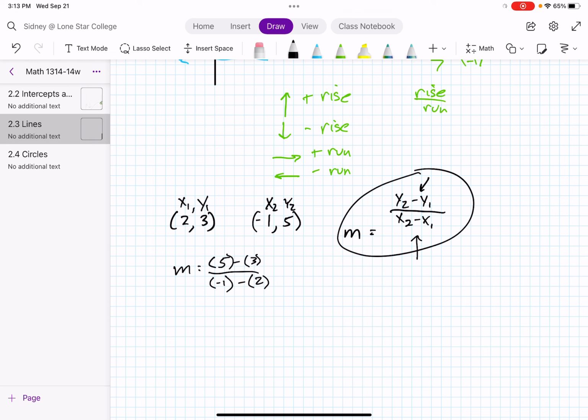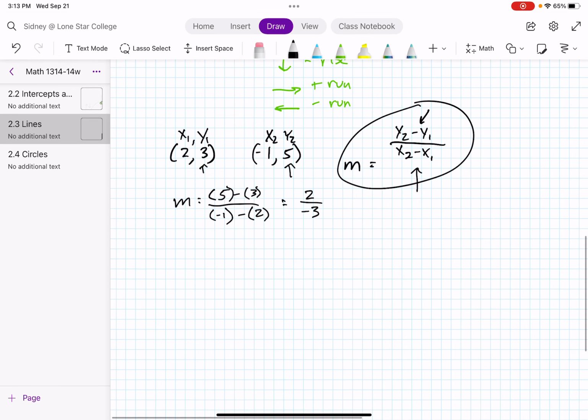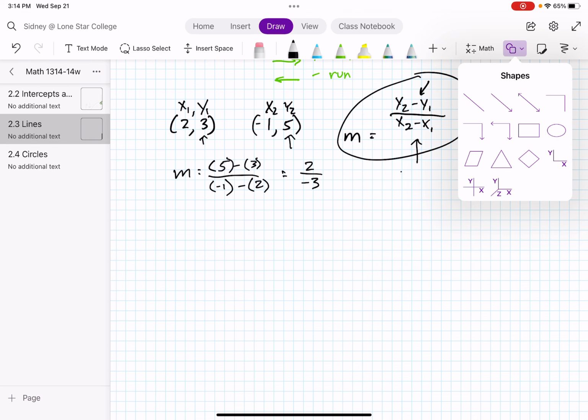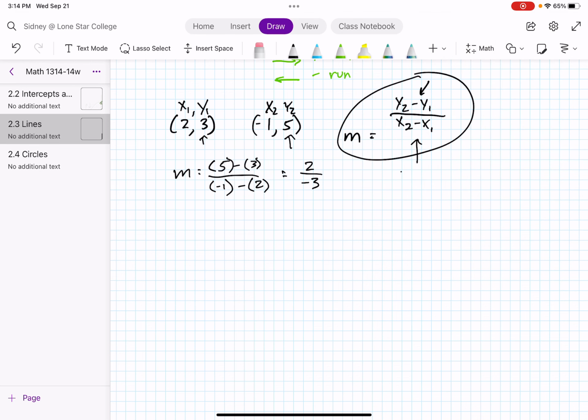And so what I see here when I do this, I have y2 minus y1. 5 minus 3 is 2. And then I have -1 minus 2, which is -3. So when I look at this, we will verify this by sketching a picture right quick and see what it is we are looking at.